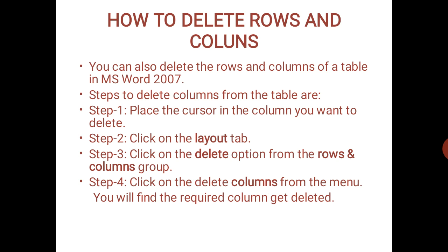How to delete rows and columns. You can also delete the rows and columns of a table in MS Word 2007. Steps to delete columns from the table are: Step 1. Place the cursor in the column where you want to delete. Step 2. Click on the Layout tab. Step 3. Click on the Delete option from the Rows and Columns option group. A menu will appear on the screen. Step 4. Click on the Delete column from the menu. You will find the required column get deleted.